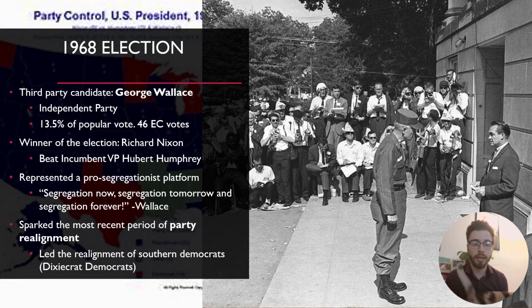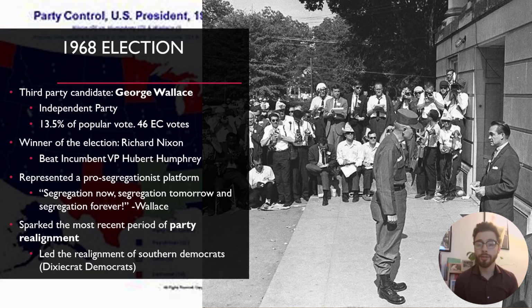Well, there was a third-party candidate who was, at the time, the governor of the state of Alabama. He wanted to run for president, representing a party platform that is driven on the sentiment of bringing back segregation. So a pro-segregationist platform was led by George Wallace as he ran for the Independent Party. This Independent Party in the election of 1968 obtained 13.5% of the popular vote and 46 electoral college votes, running almost exclusively off the sentiment of pro-segregationist policies.